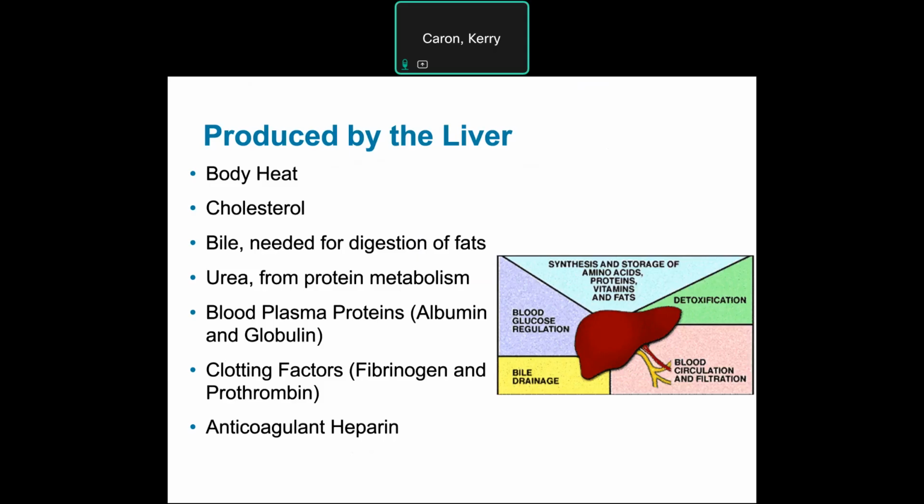It also makes heparin, an anticoagulant that prevents coagulation. So this is a very, very, very important organ. It detoxes, it makes things, it stores things, it regulates blood glucose, bile, so many important things. The liver is a necessary organ.